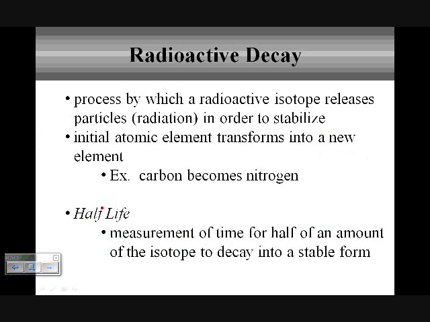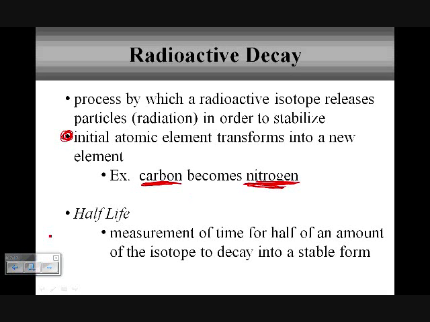We can also talk about radioactive decay in terms of the rate of how quickly it's decomposing and breaking down and giving off those particles, that radiation, in order for it to become stable. And the really interesting thing here is that as radioactive isotopes decay or break down, that initial atom becomes something totally new. So for example, as a carbon isotope decays, it becomes nitrogen.